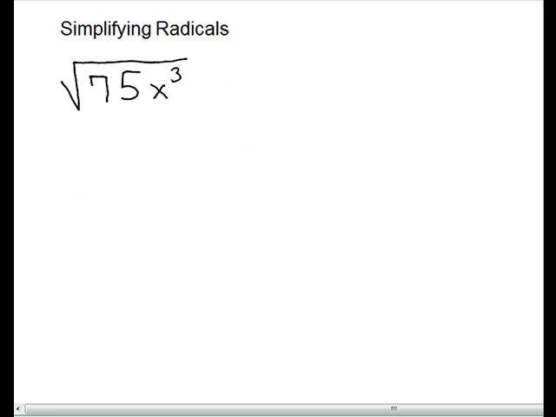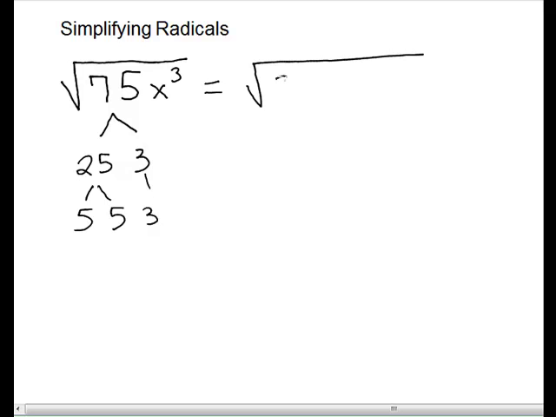Next, we'll look at the square root of 75x to the third. So we will break to primes. For 75, we could do 25 times 3, and 25 will give us 5 times 5, and we have the 3. So we'll rewrite it as a product: 3, 2 5s, and for x cubed, we can write it out. It gives us 3 x's.